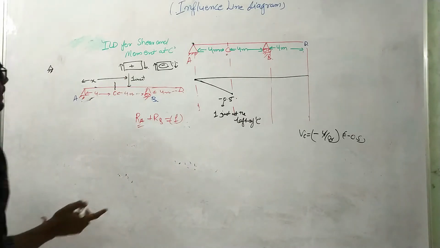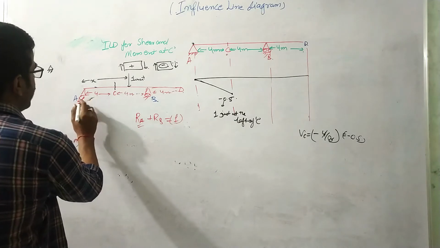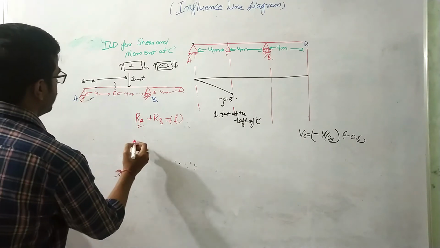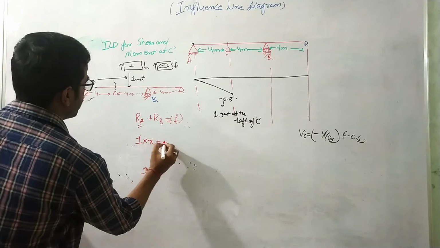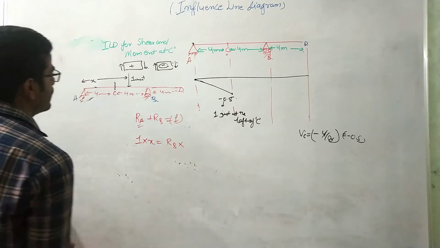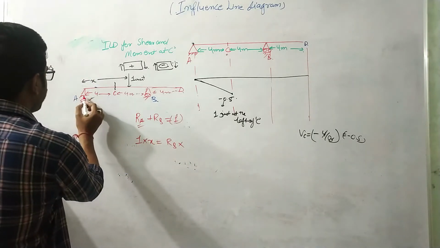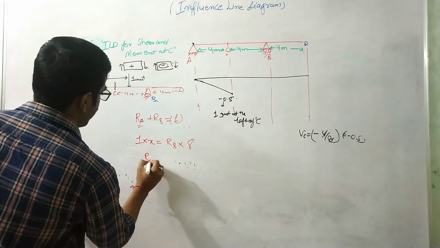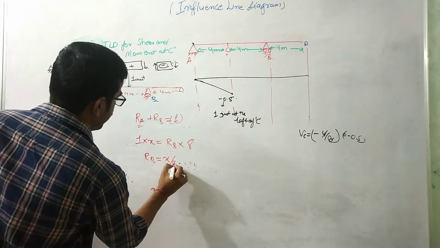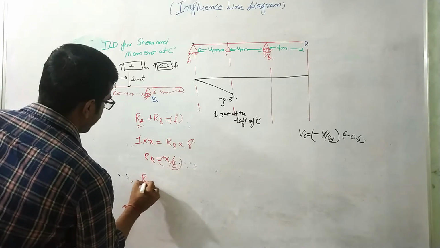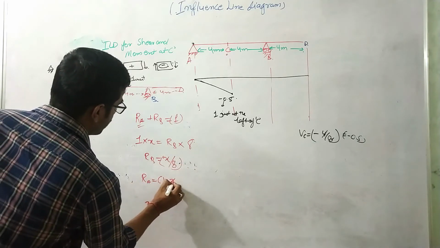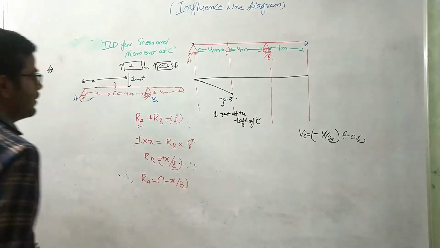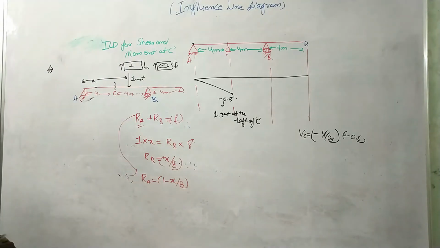Okay, then if I take moment about this point, then it will be 1 into x equals Rb into 8. Okay. From here again, Rb comes out to be x by 8. And again, Ra is nothing but 1 minus x by 8. Okay. From this equation, Ra equals 1 minus x by 8.